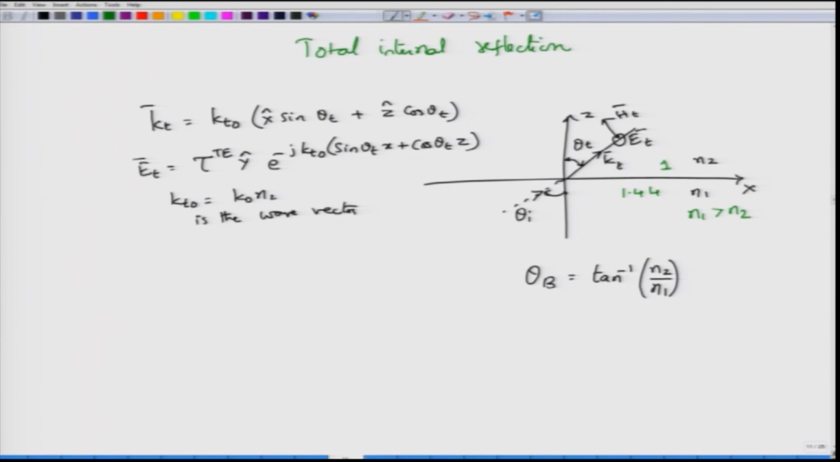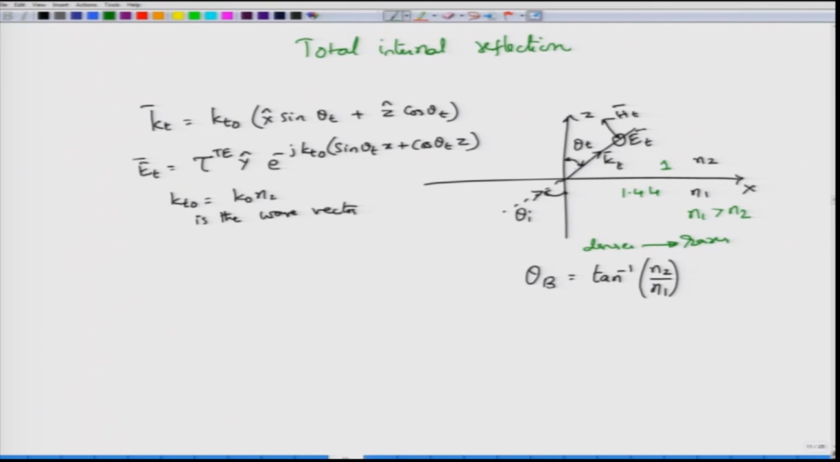So, you now have a situation where you are moving from what is called the denser medium to the rarer medium. Remember, denser and rarer only refer to the refractive index values. The larger the refractive index, we call it the denser medium, the smaller one we call the rarer medium. And as I told you, I am interested in the transmitted wave, which of course makes an angle theta t.